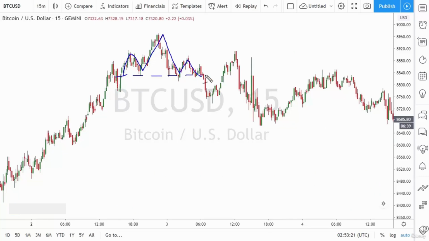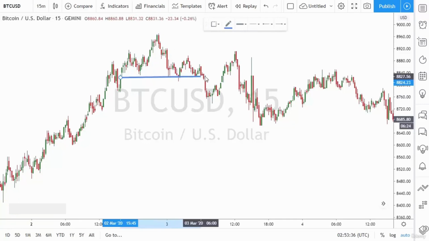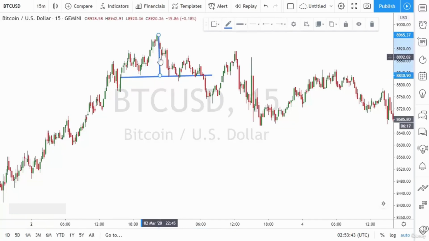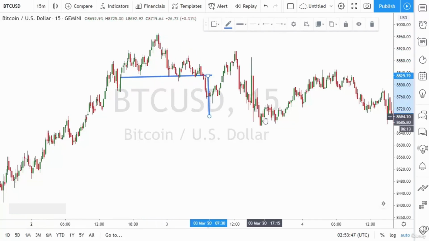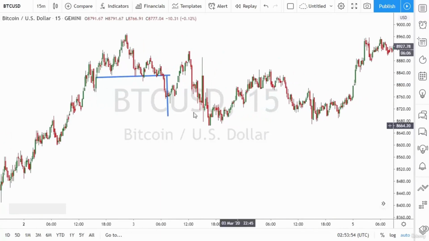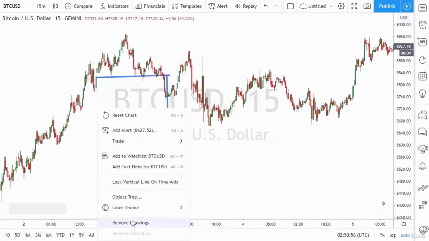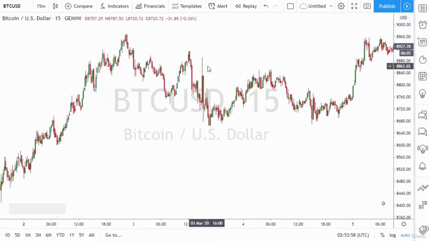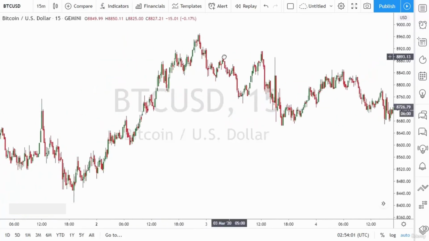And there's your neckline. So you can see that the pattern does play out, right? So here is your neckline, and here is the height of the head to neckline. And you'll notice that we clearly hit the target without too many issues, and in fact hit that area a couple of times. Not a huge surprise because a lot of times these areas get visited more than once.